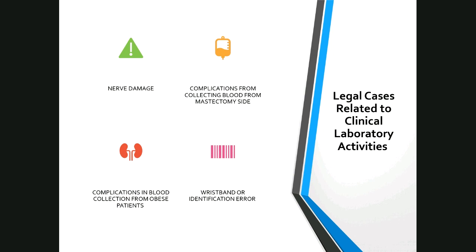So, for example, when we're looking at our selection of veins, we want to avoid the most risky, which would be the basilic, and that's part of our standard of care.